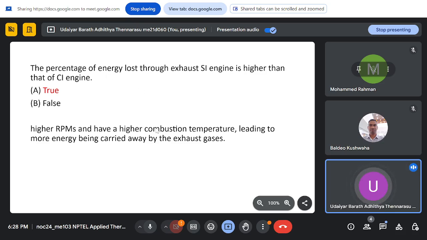So higher RPMs means much more mass of fuel, mass of exhaust which is coming out compared to a CI engine, and because the temperature is also high, the exhaust gases which are coming out are at higher temperature in a spark ignition engine compared to a compression ignition engine. So higher temperature means higher internal energy, so we have more energy which is taken away by the exhaust. So answer A is true.